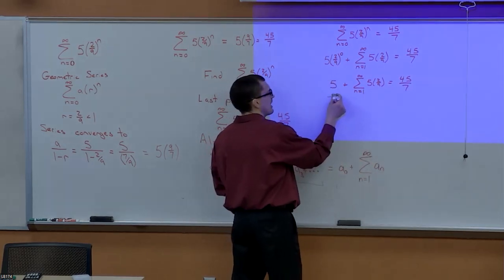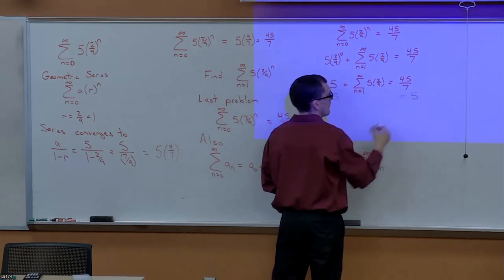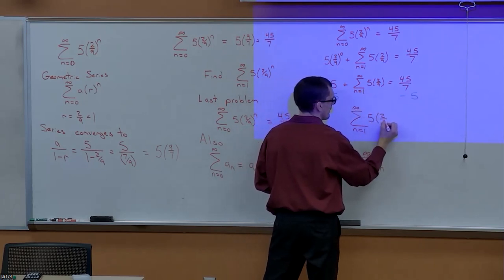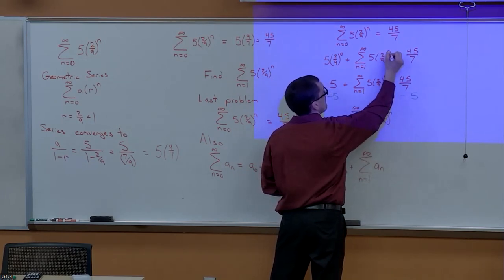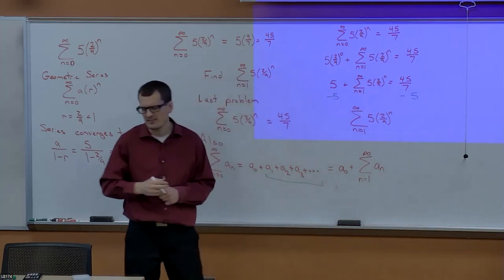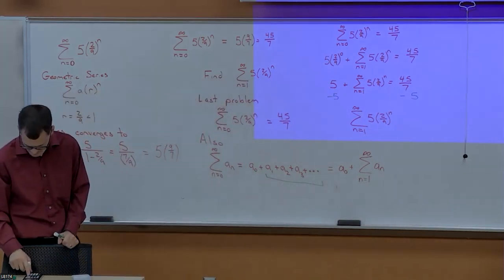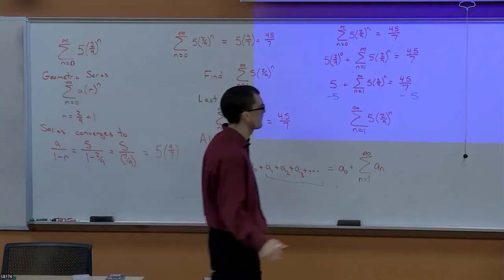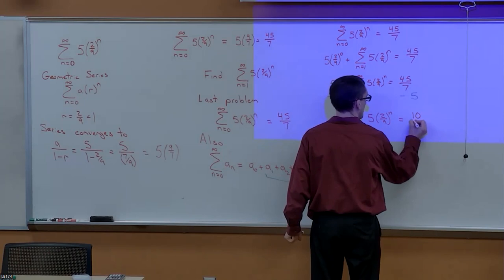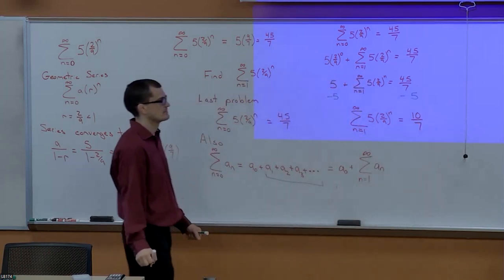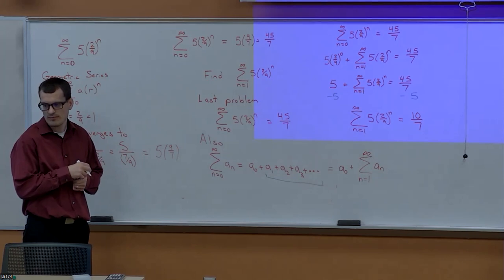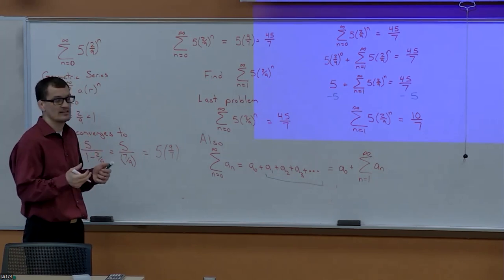So if I subtract 5 from both sides of this equation, I end up now being able to calculate 45 over 7 minus 5. Just type that in your calculator and turn it into, that's 10 sevenths. And that's it. That's how I find it.